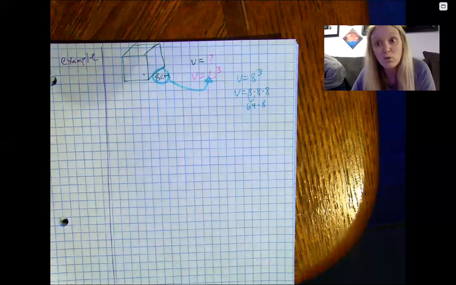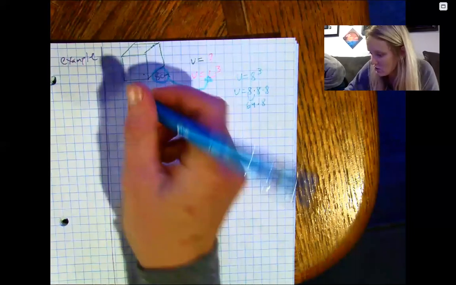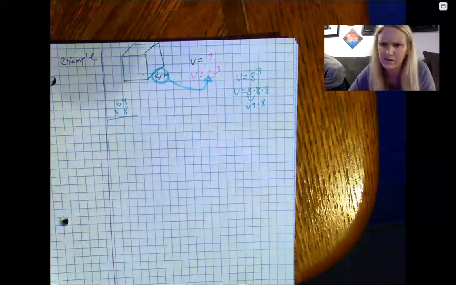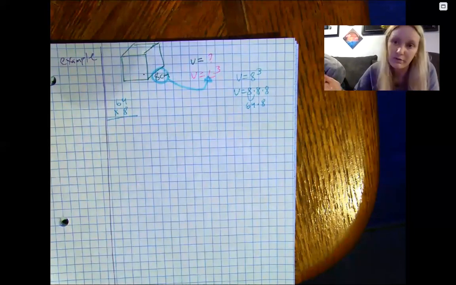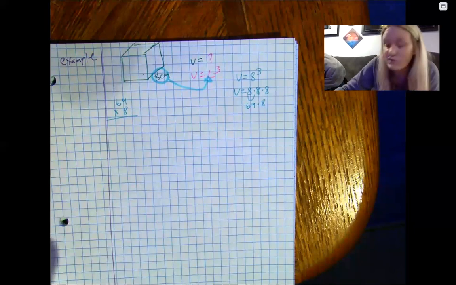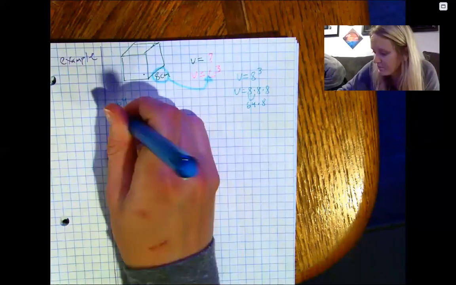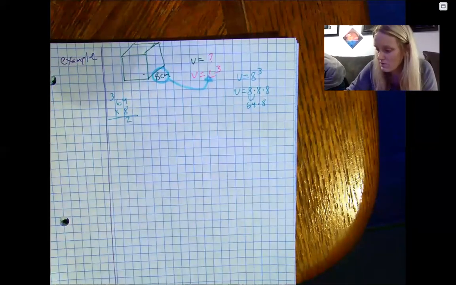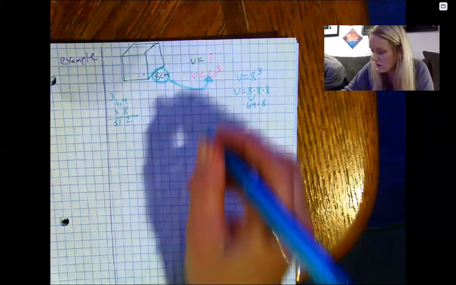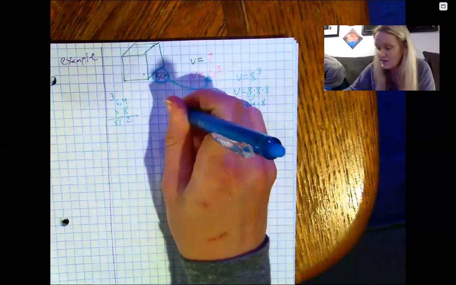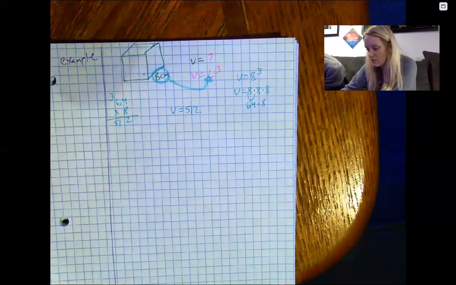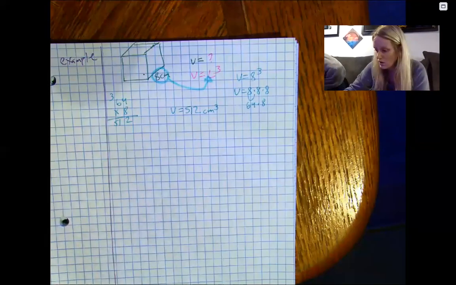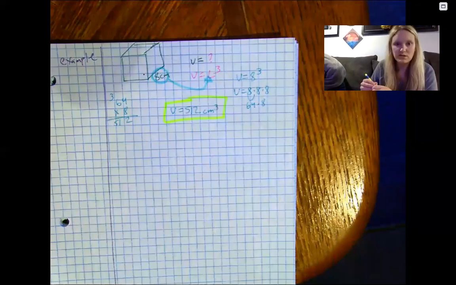But we've worked on long multiplication a lot. So I'm just going to come over here and do 64 times 8. Again, you can use a calculator, I'm not saying you can't. 8 times 4 is 32. 8 times 6 is 48, plus 3 is 51. So 512 is my volume. Then I need to add my units back. It's centimeters cubed. So my volume of that cube is 512 centimeters cubed.